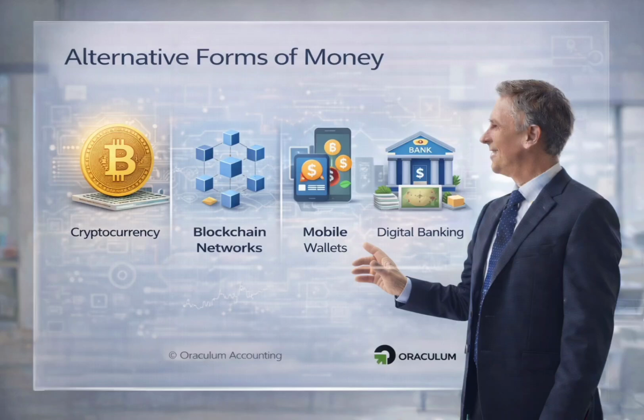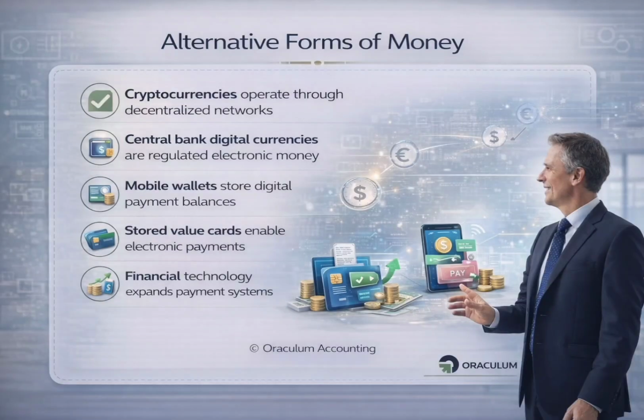Cryptocurrencies operate through decentralized digital networks. Central bank digital currencies are emerging as regulated electronic forms of state-issued money. In addition, private payment balances such as mobile wallets and stored value cards facilitate transactions within digital ecosystems.